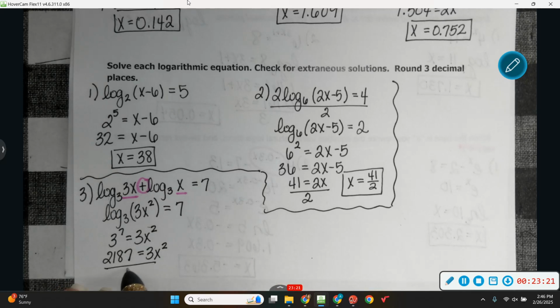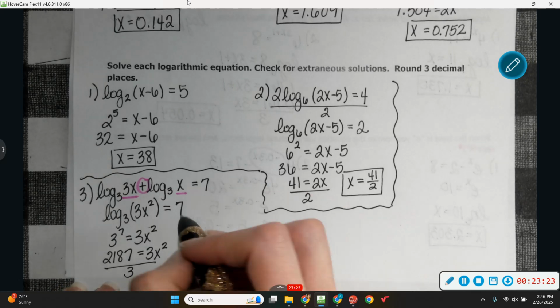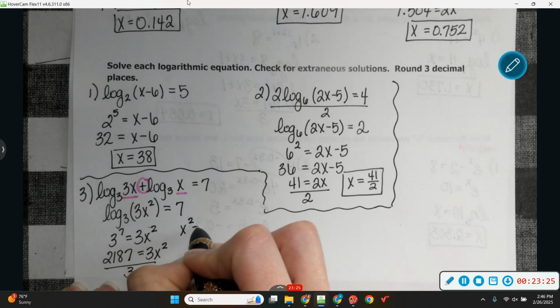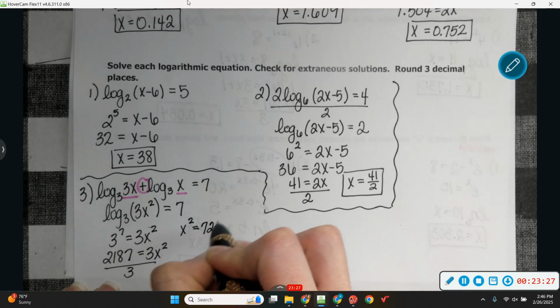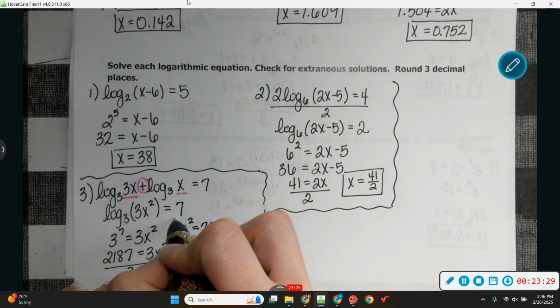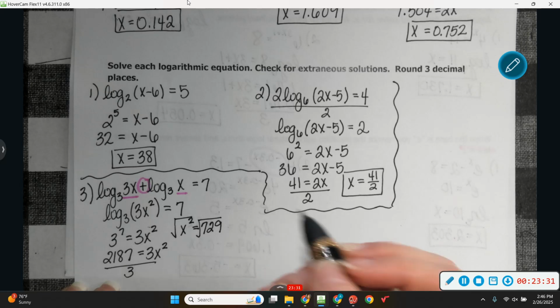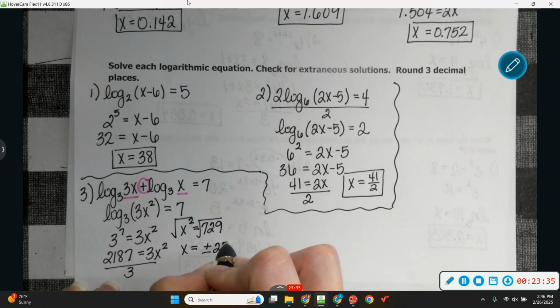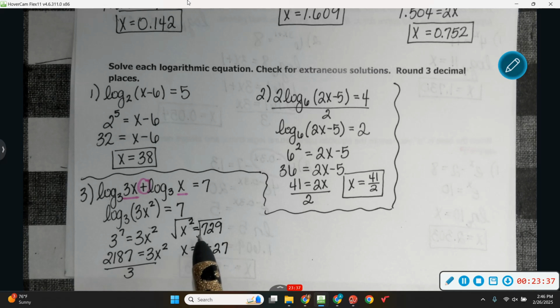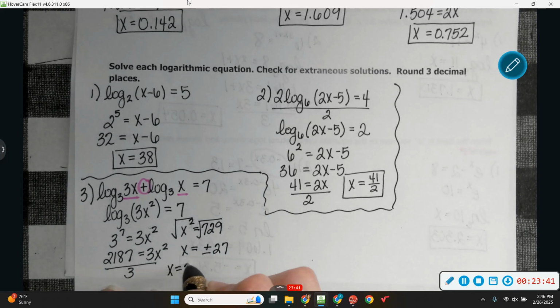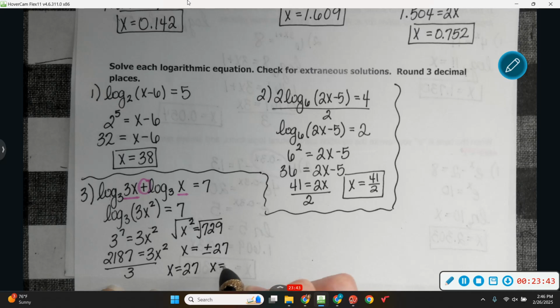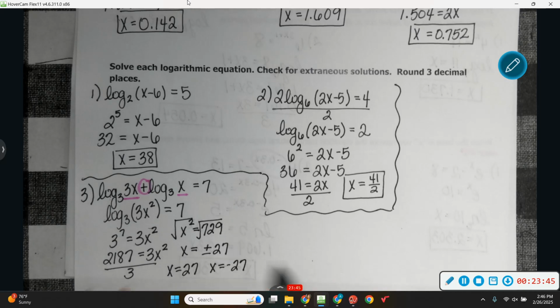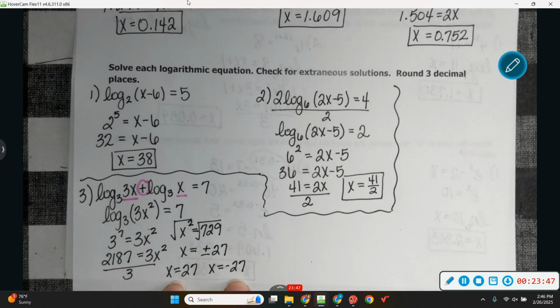So I will divide both sides by 3. That makes x squared equal to 729. When I square root both sides, I get x equals plus or minus 27. So do not forget that when you take the square root, you have a plus or minus. So this is telling me I have x equals a positive 27 and x equals a negative 27. So I have to check both of these.